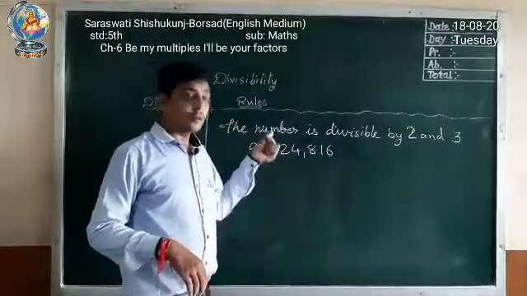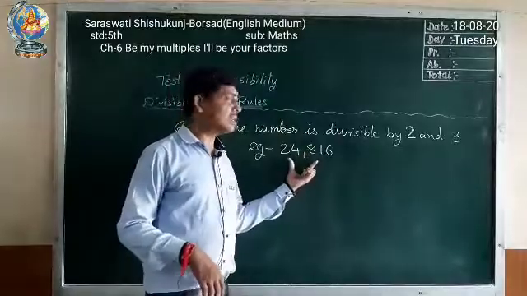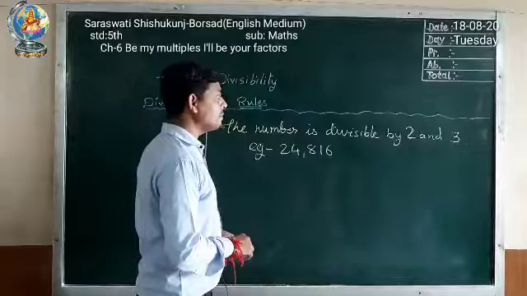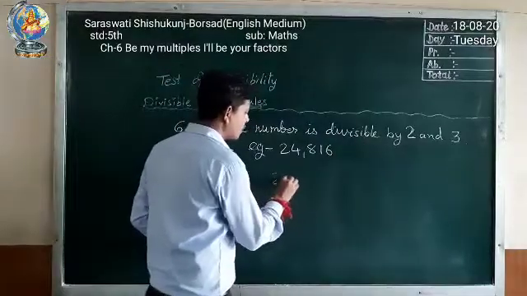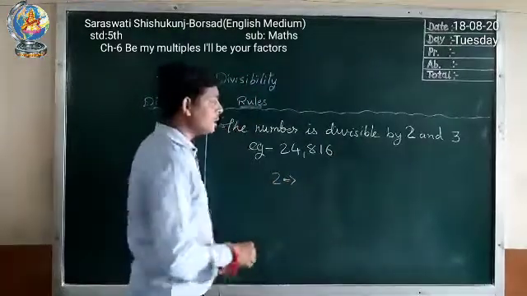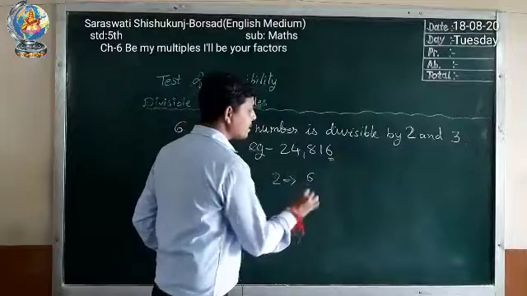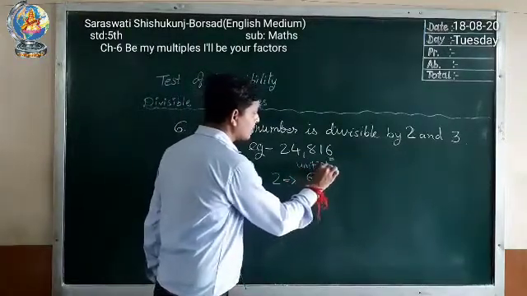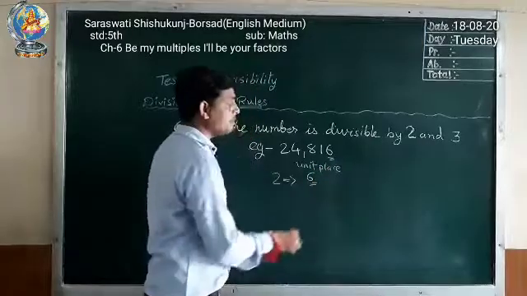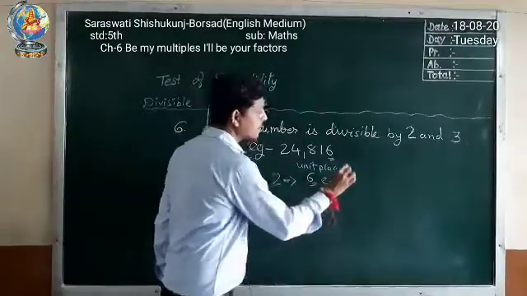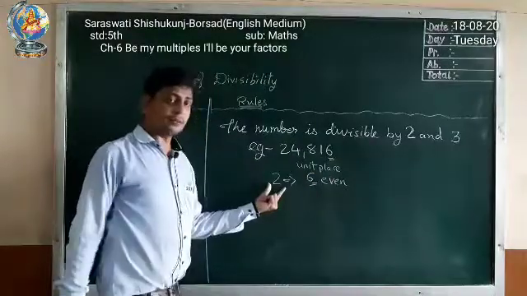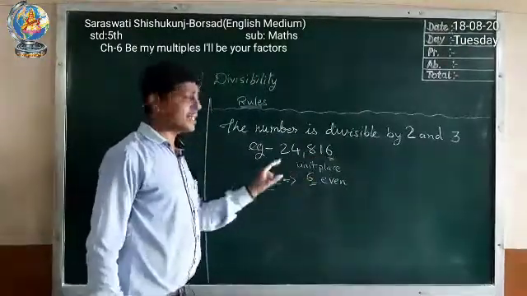So we have to check whether the given number is divisible by 2 as well as 3. First of all we will check for 2, the test of divisibility of 2. Here you can see the unit place is 6. 6 is an even number. So the given number is divisible by 2, because the number is even.